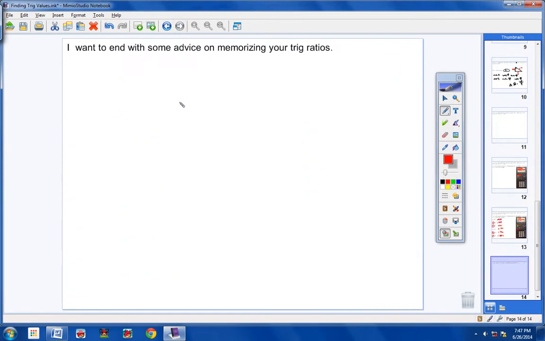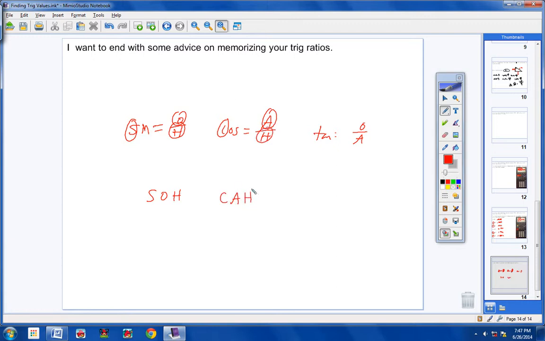Now, I want to end with some advice on memorizing your trig ratios, and please listen to me. You'll really like this, okay? I think you probably learned this in earlier classes, but sine equals opposite over hypotenuse, cosine equals adjacent over hypotenuse, and tangent equals opposite over adjacent. Well, we have SOH for sine, CAH for cosine, and TOA for tangent. There it is.